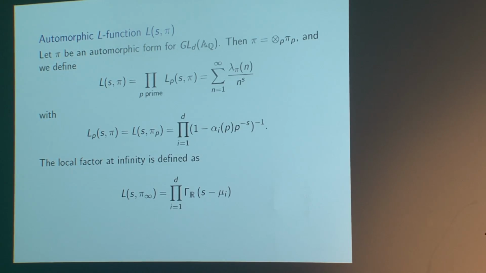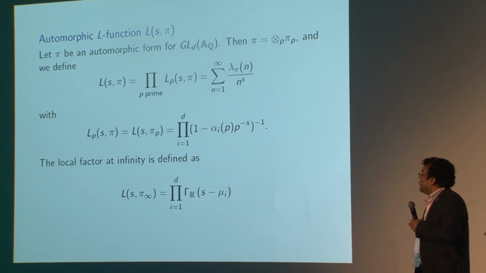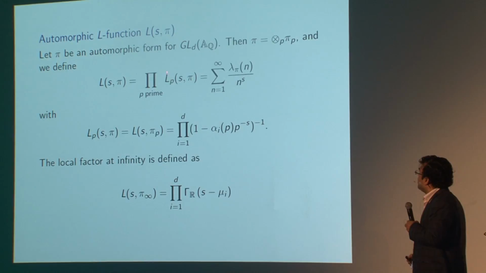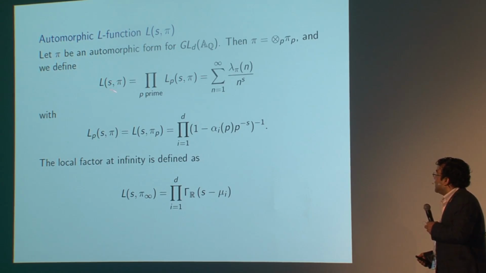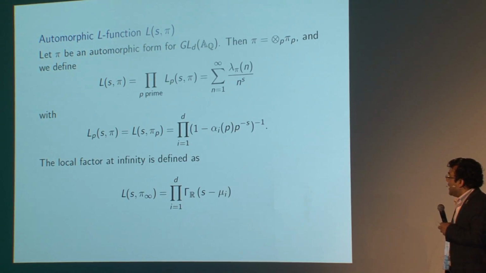Okay, and you may ask what the general definition will be. For pi an automorphic form for GL_d over Q, we can define an L-function, L(s, pi), which is a product of local L-factors. And if we expand, we can get a Dirichlet series, lambda_pi(n) over n to the power s. And the local L-factors are now Euler products of degree d, with terms (1 - alpha_{jp} p^{-s}). So there are d many factors over here.